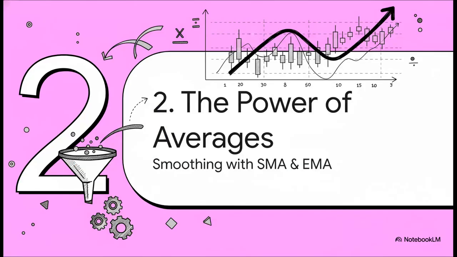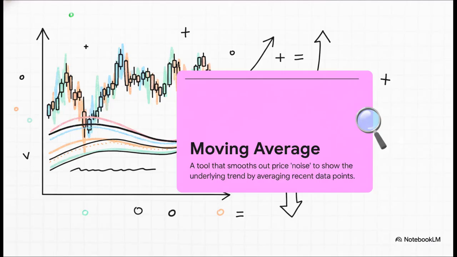Okay, so how do we actually start filtering all that noise out? Well, the very first tool, the most fundamental one in the whole toolbox, is actually super simple. It's all about the power of averages. Let's take a look at how this works. A moving average is, you guessed it, exactly what it sounds like. It just takes the average price over a set number of days and plots that as a single continuous line on the chart. What this does is it smooths out all those crazy jagged spikes, the up and down noise, and it gives you a much cleaner line that helps you see the general direction things are headed.